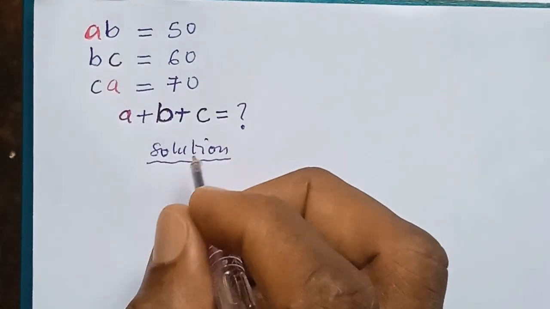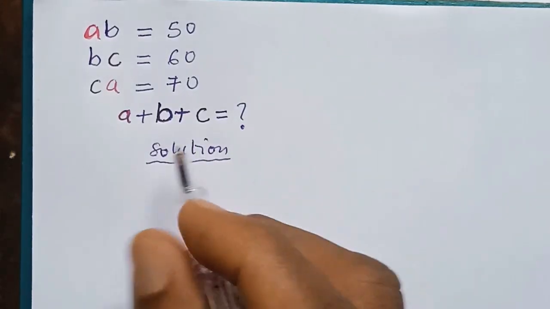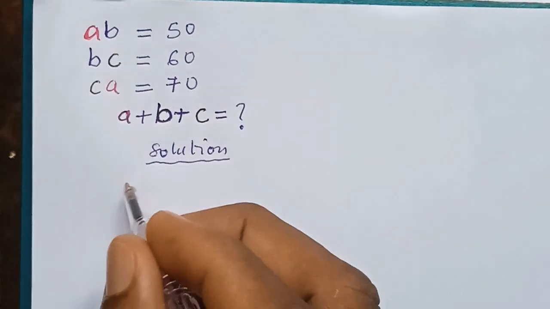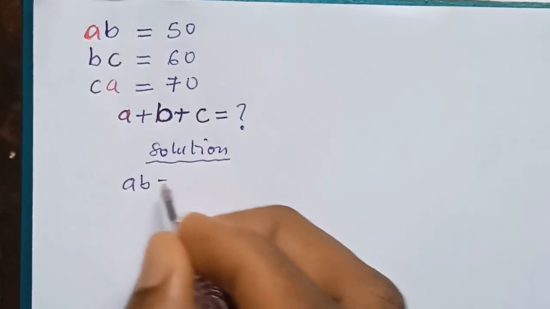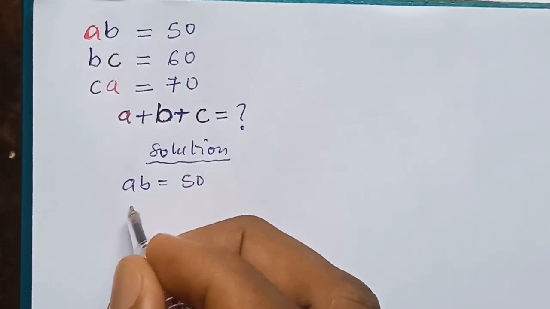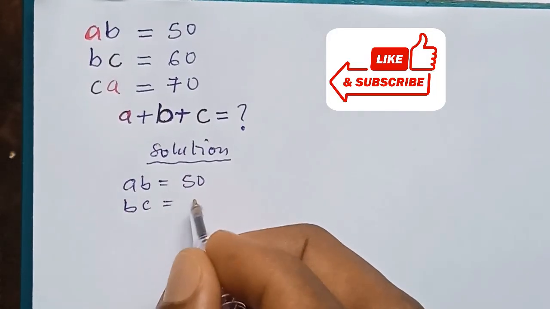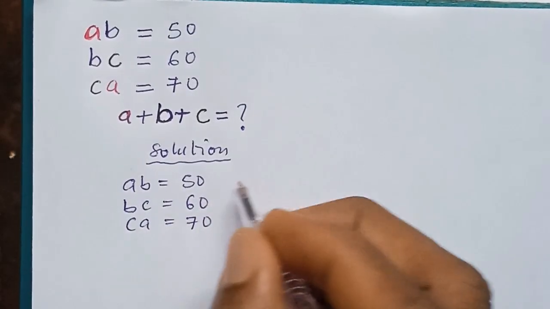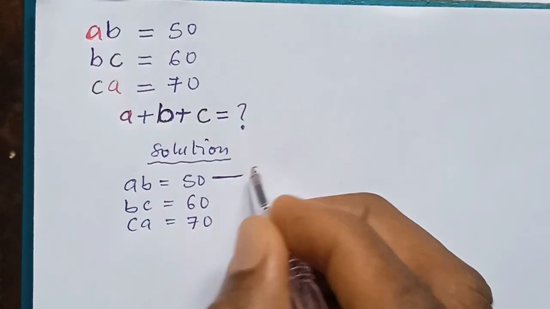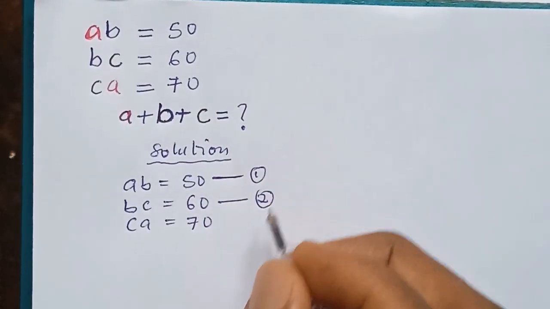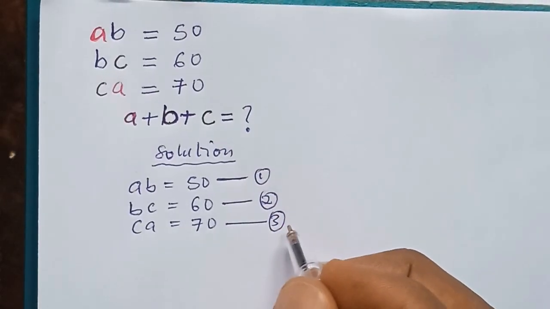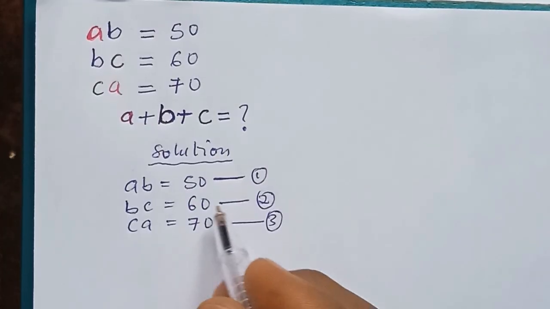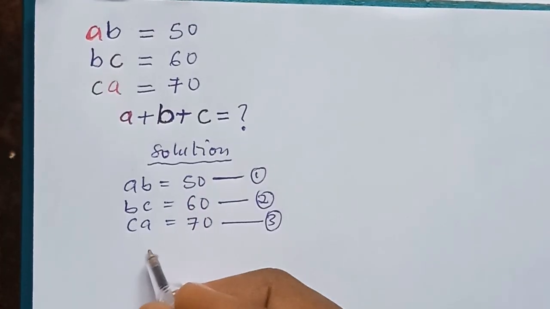In our solution to this question, we want to find a plus b plus c. To do that, we have our question: ab equals 50, bc equals 60, ca equals 70. Let's call this equation 1, equation 2, equation 3. So here, what I'm going to do is to multiply first these three equations.